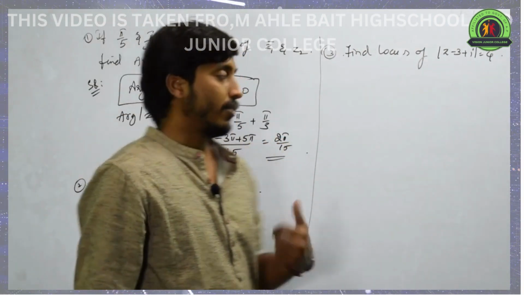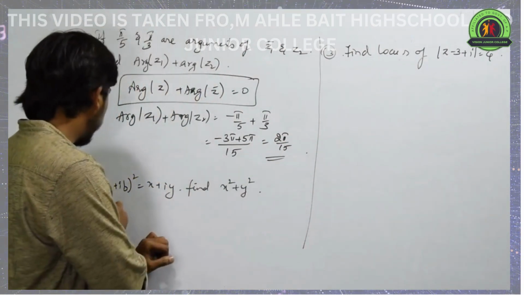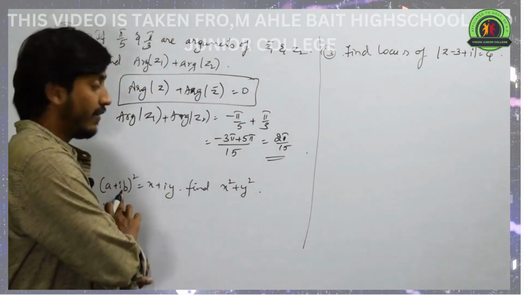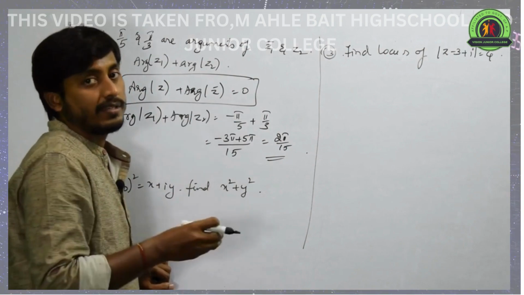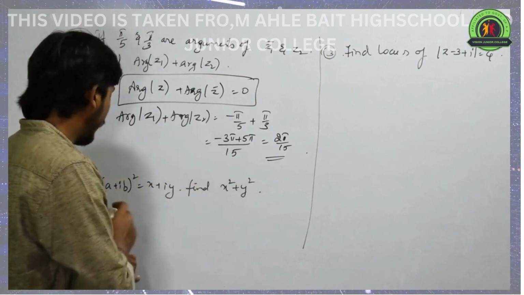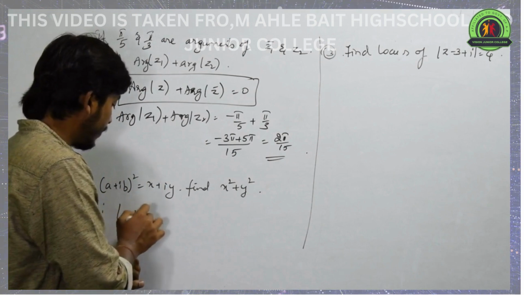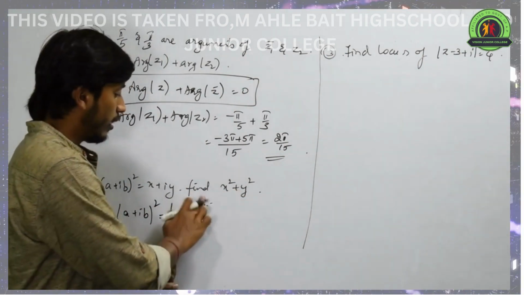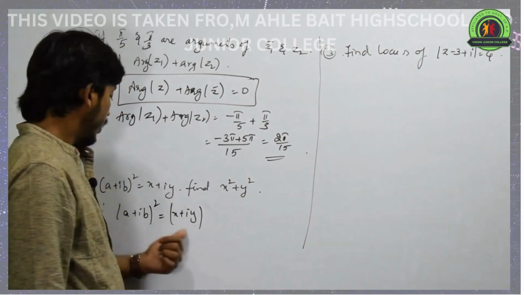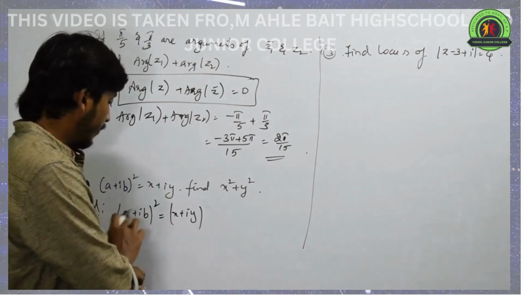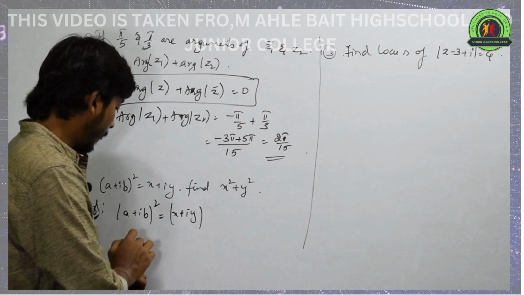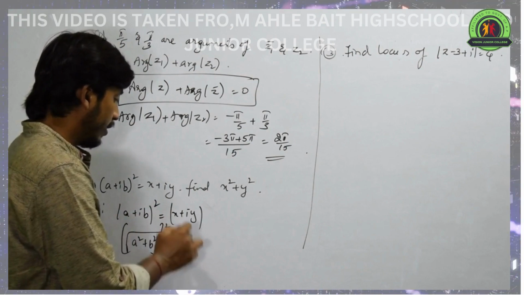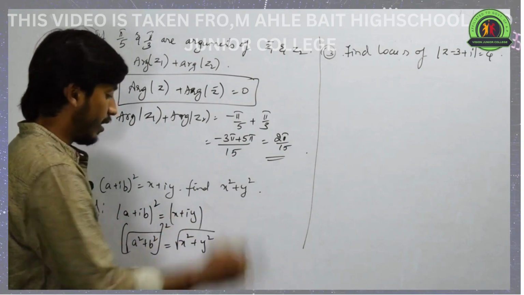Clear? Fine. Shall we go to the next problem? See here. He is telling that a plus ib whole square is equal to x plus iy. Whether they specify or not, whenever there is a square, it should be under a modulus. So let us apply mod on both sides. What do we get? We will directly get mod of a plus ib whole square is equal to mod of x plus iy. Is it clear? So we can write, what is the mod of a plus ib? That will be under root a square plus b square, whole square is equal to the modulus of this, which is under root x square plus y square.